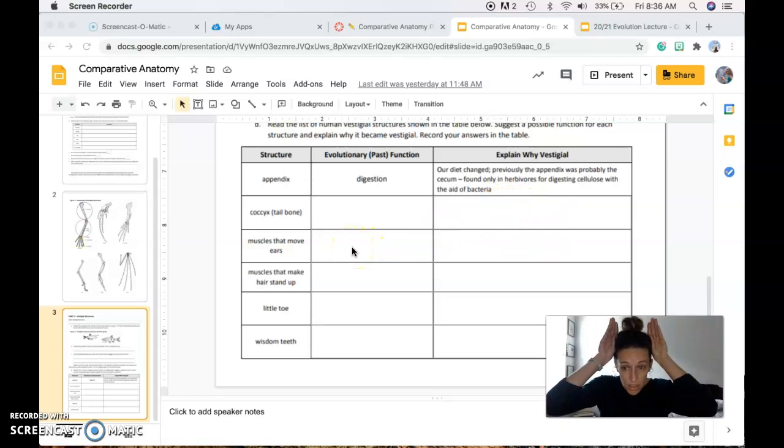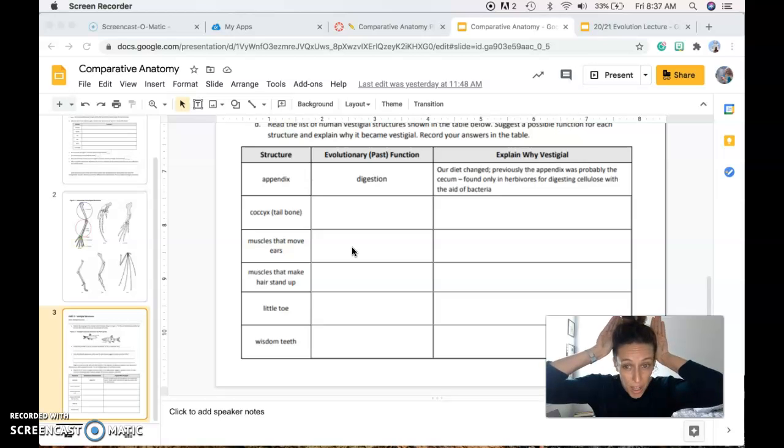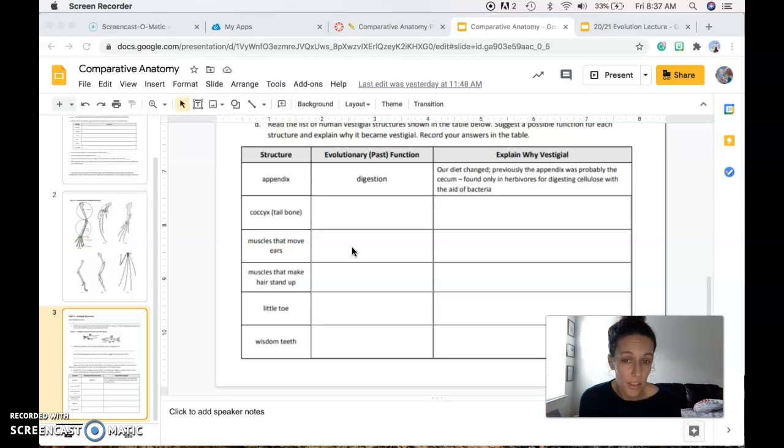With our muscles that move our ears around, think about animals that are able to move their ears around. What would you need to hear at all times? Think about predators and prey. Why do we no longer need the ability to move our ears around?